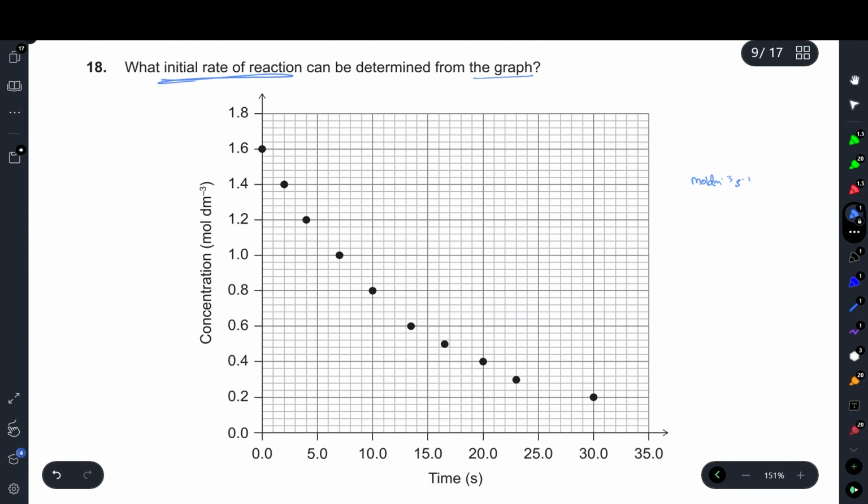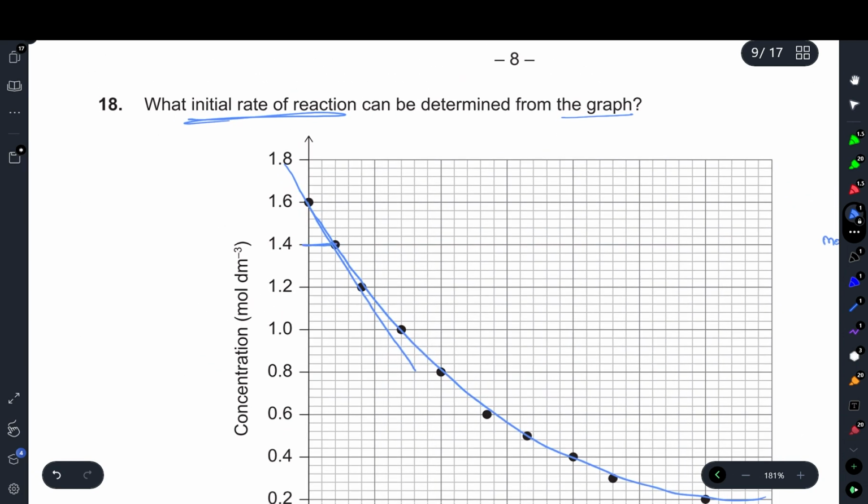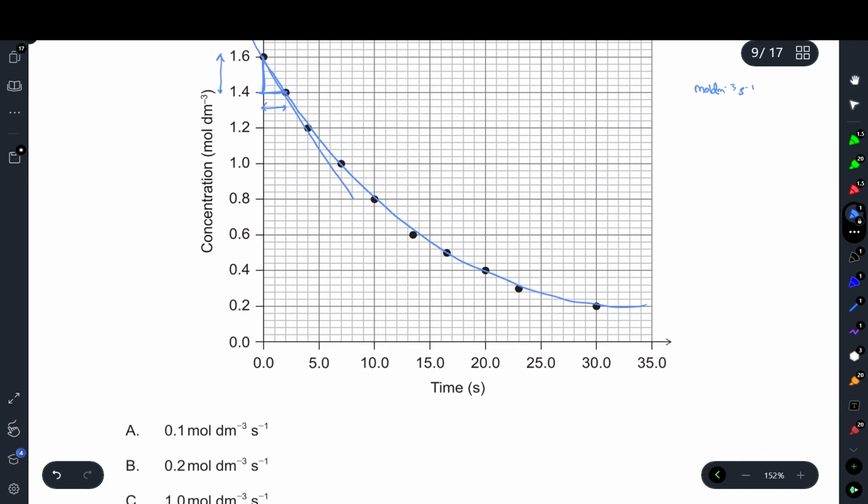This means that if you find the slope of this graph, excuse my terrible graph drawing skills, this digital is kind of weird. But in the actual paper, this should very much be possible. So going and drawing a tangent line to it, you find your rise by run, and you can find the slope of this tangent. So I'm going to do you a favor and skip that. You get 0.2 in 2 seconds, which is 0.1 mole per decimeter cube per second.